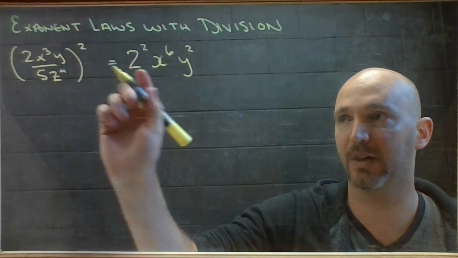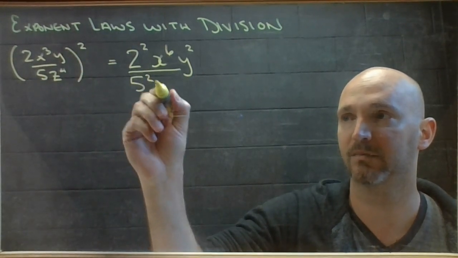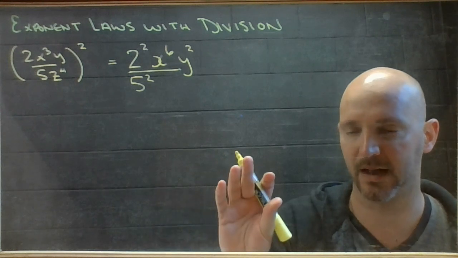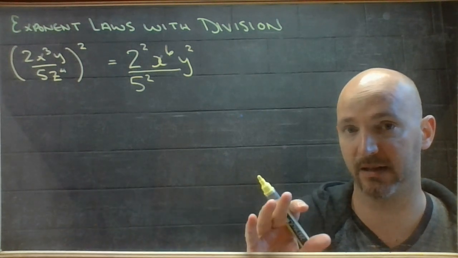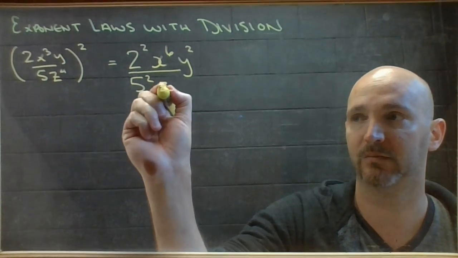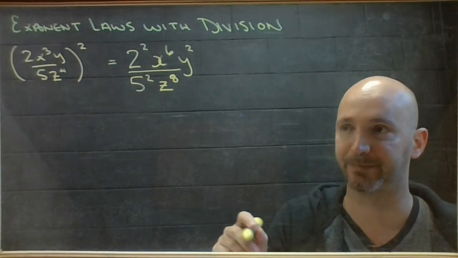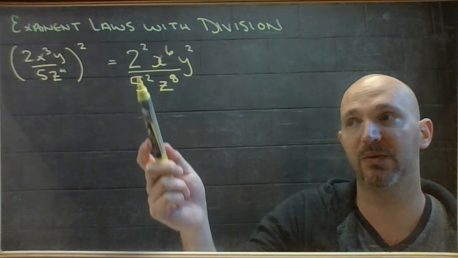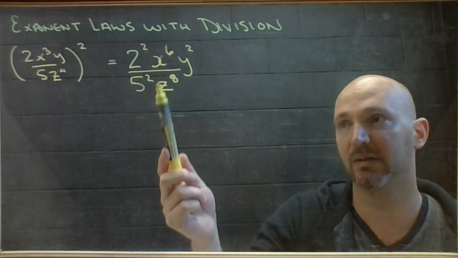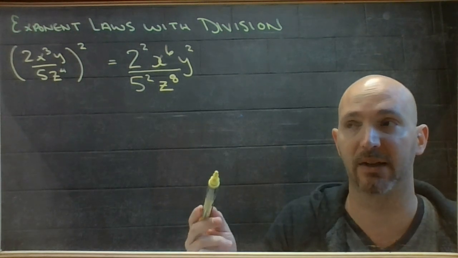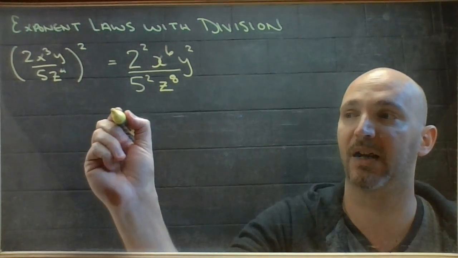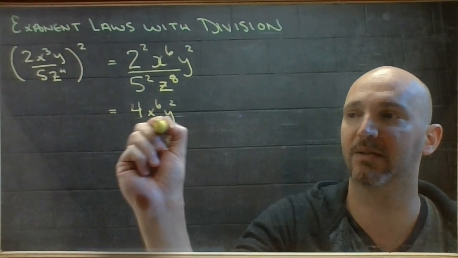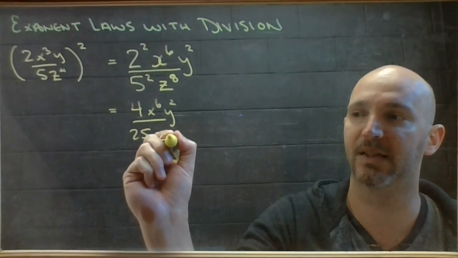I'm going to need 5 squared. And z to the power 4 squared would be z to the power 4 times z to the power 4, which would be 8 z's all in a row. So there we go. Again, check the top and the bottom for anything that divides out. 2's and 5's do not divide evenly into each other. X's, Z's, and Y's are all different letters, so nothing here simplifies. So I can just square that 2 to get 4, x to the 6, y squared over 25, z to the 8th.